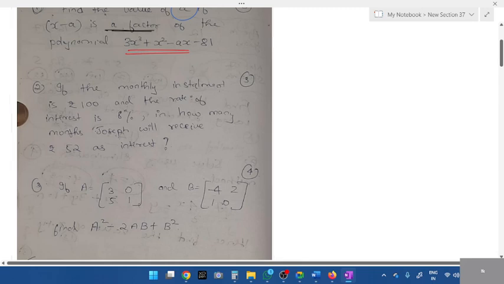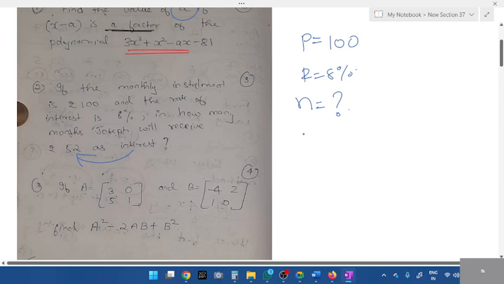Which chapter is this in the monthly installment? Banking? Principal is? Yeah, principal 100. Rate of interest 8%. In how many years Joseph will receive? What do you mean by how many years? I mean, how many months? That is N. Right? Don't write T, students. When it is months or time period, it is N. Will receive 52 as interest. What is 52? Yes. As interest word is given.